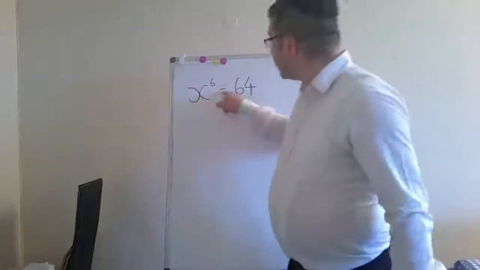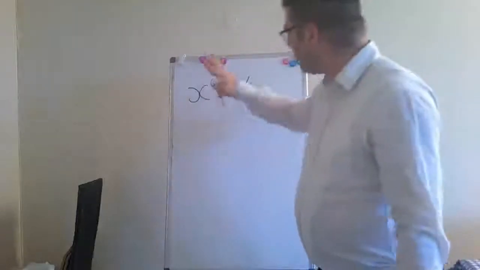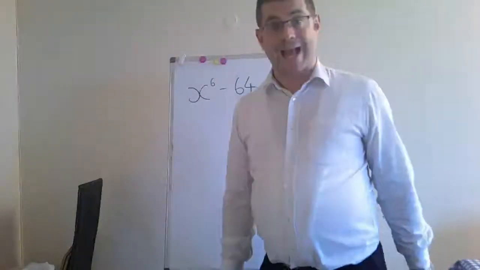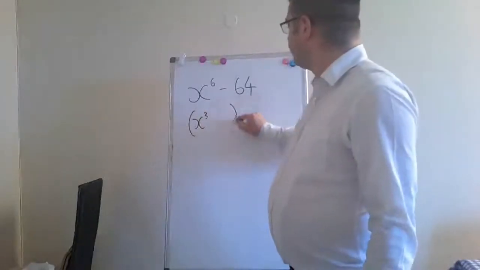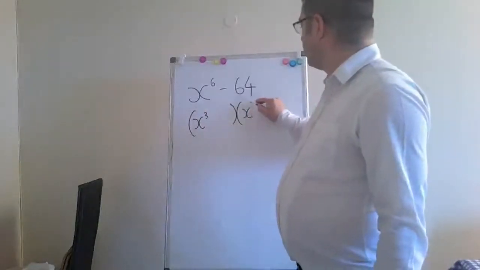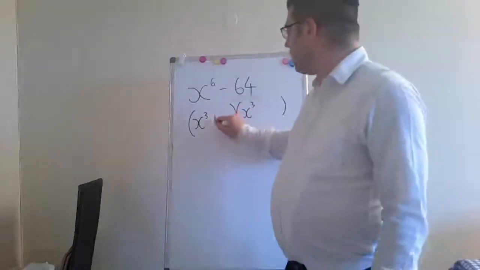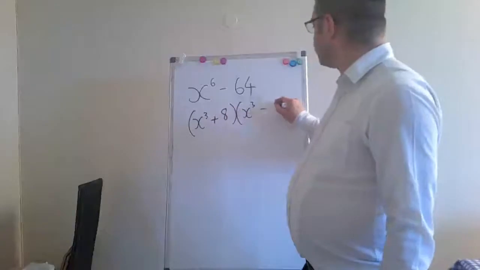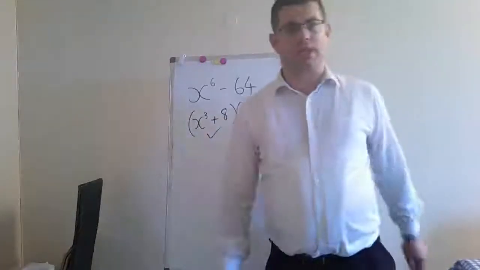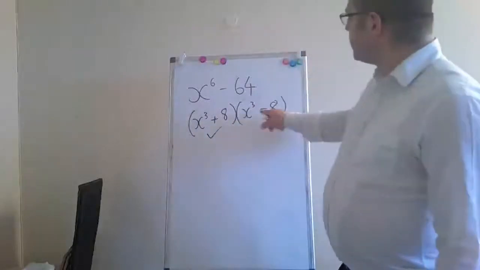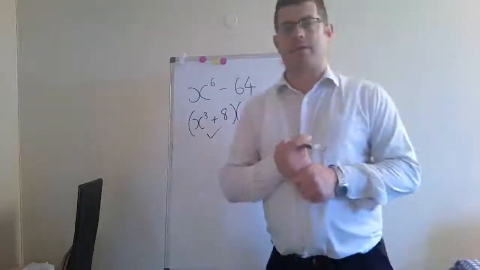So once again, it's the difference of two terms, therefore I can try and do the difference of two squares. So let's try and square root this. Now we know square rooting x to the power of 6 is half that power, x cubed, at the front of both brackets. The square root of 64 is 8, so one takes a plus 8, one takes a minus 8. Now, that's a plus, so that bracket I'm definitely not going to touch, that's going to stay. This one here is actually also complete, unlike the other example.